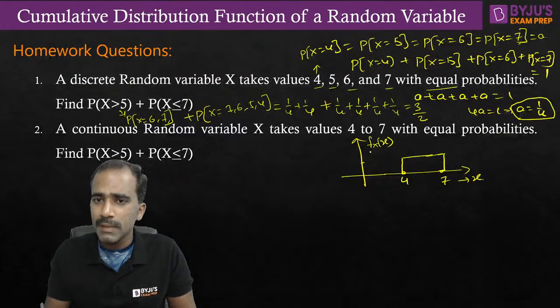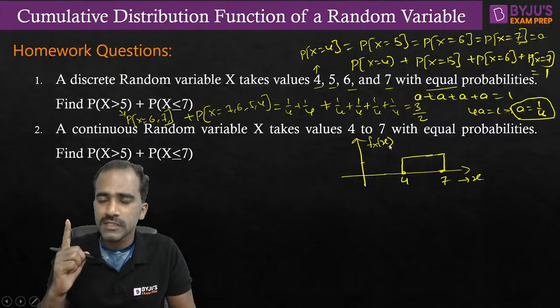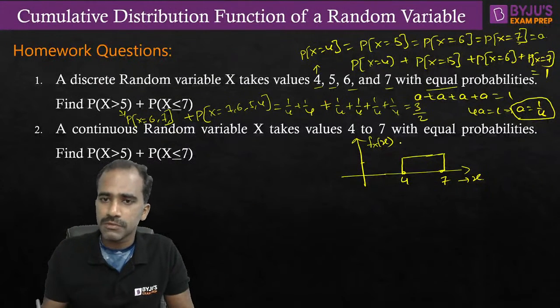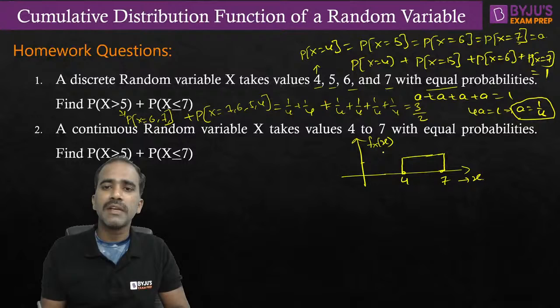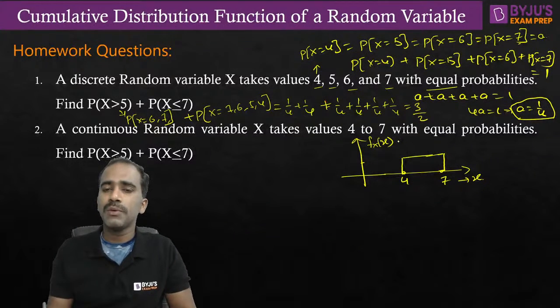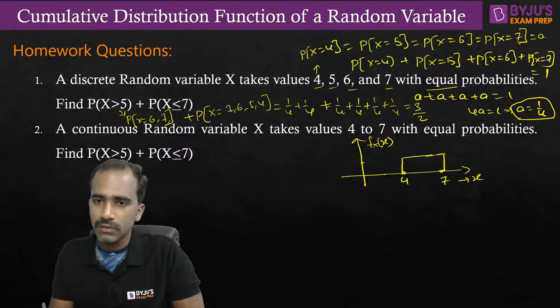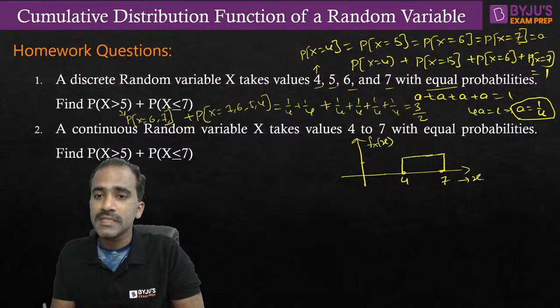Any PDF has properties. Its value should always be positive. This probability density function should never take a negative value. That is the first property. The second property is that the area of a PDF should be equal to 1. Since we have plotted the PDF here, its area should be 1.